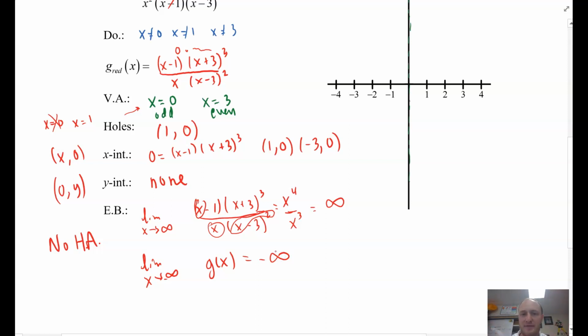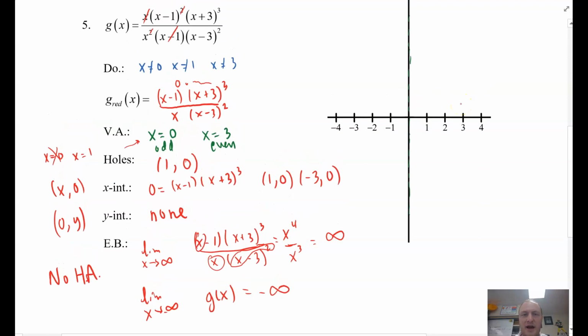So let's go ahead and graph this. I'm going to graph my vertical asymptotes. There's my vertical asymptote. And I have a hole at (1, 0). And I have intercepts at (1, 0). Well, I have a hole there, so I lied. Actually, I won't cross it out. I'll just cross that out. And we have one at (-3, 0).